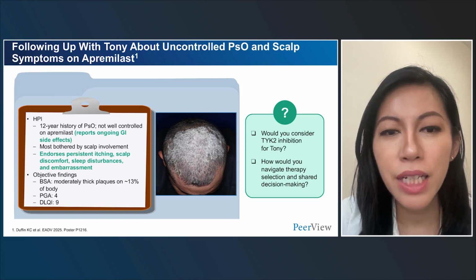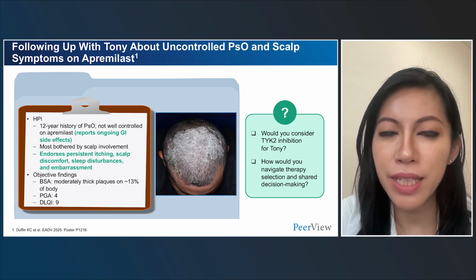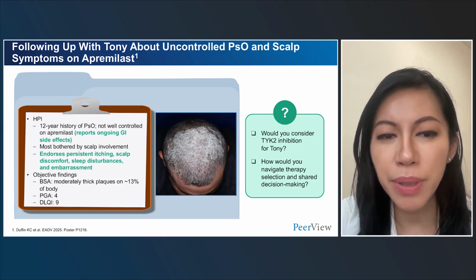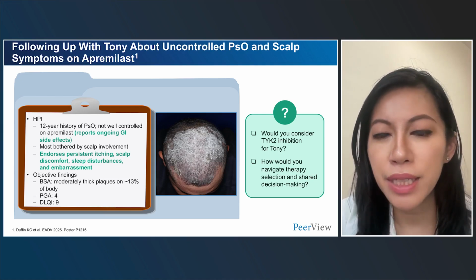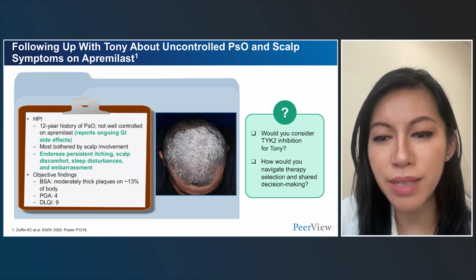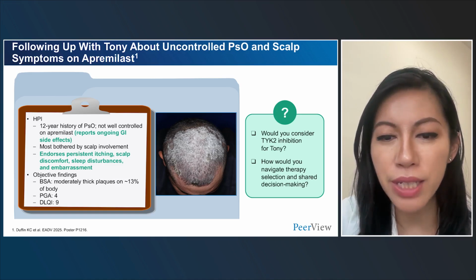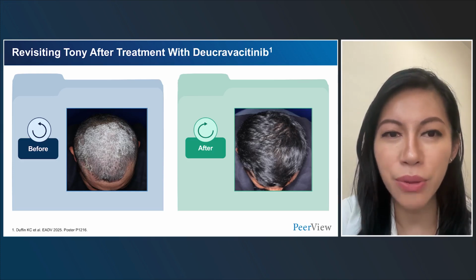Okay, so let's go back to Tony. So Tony, remember, having significant scalp disease and had been on apremilast, but felt that it did not control it well. And the question for us is, would you consider TYK2 inhibition for Tony? And how would you navigate the treatment selection for Tony? So we'll have everyone kind of think about this particular question. And let's take a look at what happened to Tony.